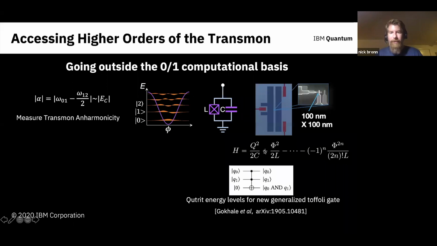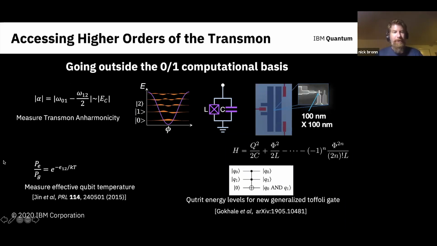So there are ideas for using these new energy levels for generalized Toffoli gates. So you can expand your gate set, which could increase your quantum volume. There are other methods that are used. Essentially, you can get a lot better contrast if you do Rabi oscillations between your 1 and 2 state when you have an excited state population, and when you actually excite the state population itself, you can get much better error on what your qubit temperatures actually are by calculating the Boltzmann factor.